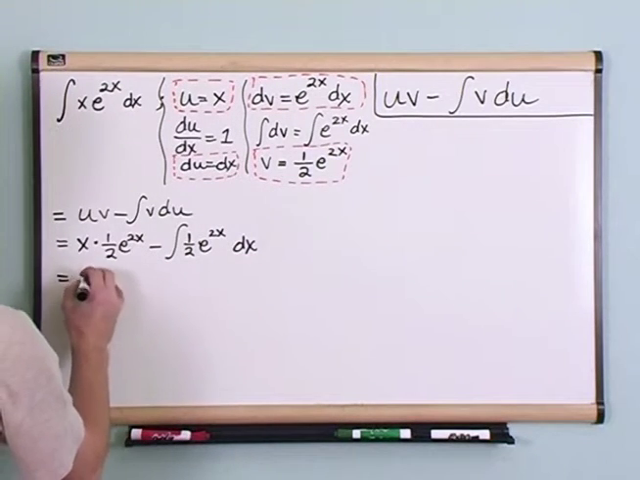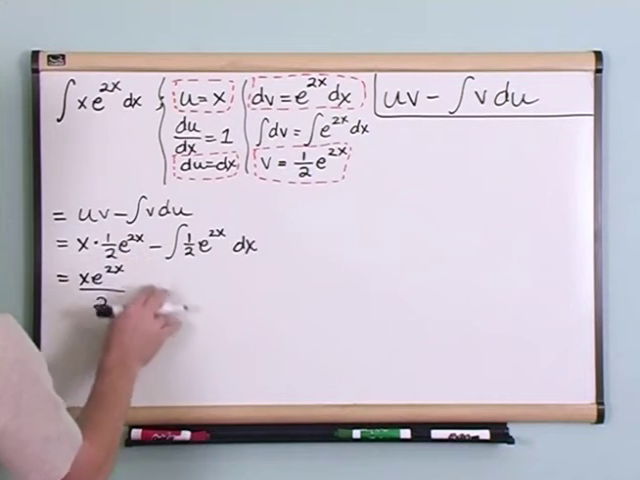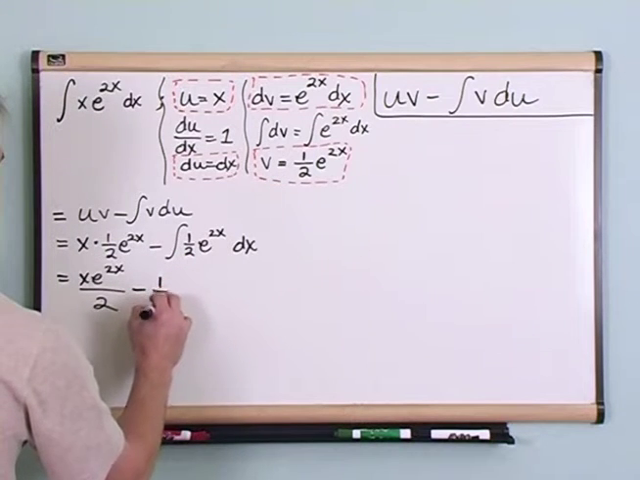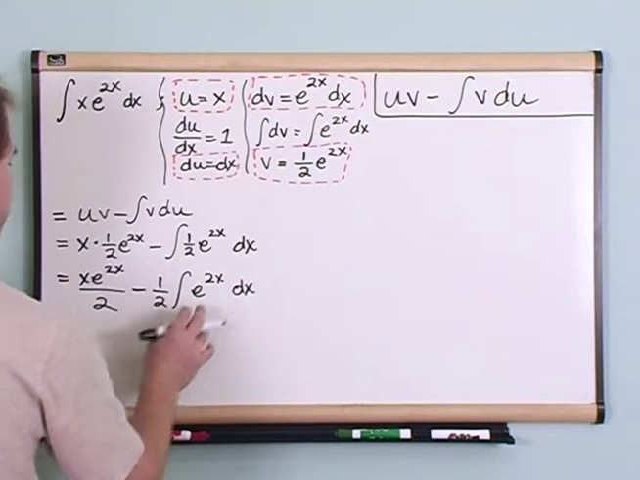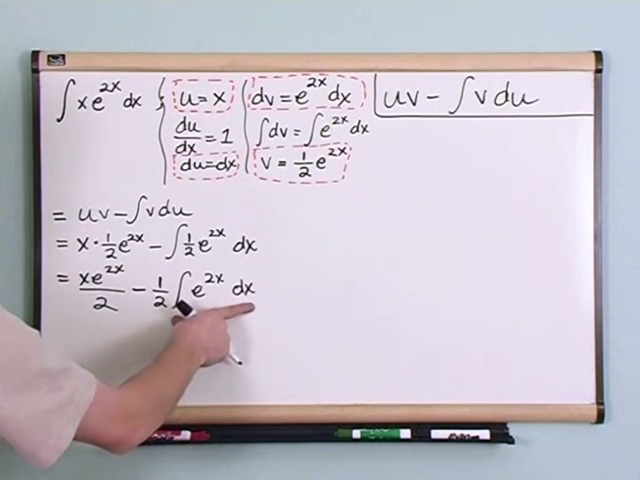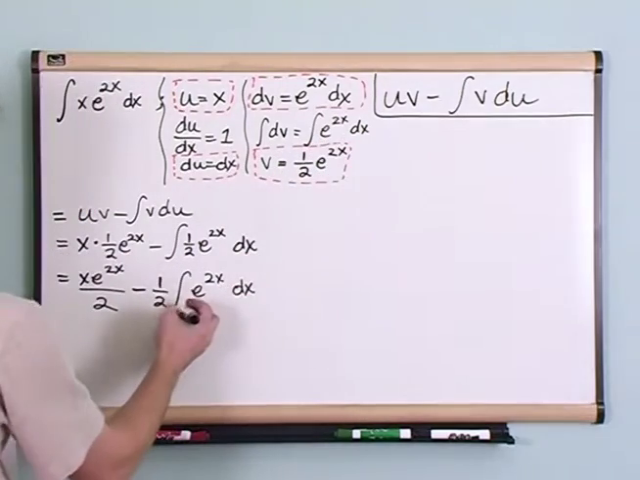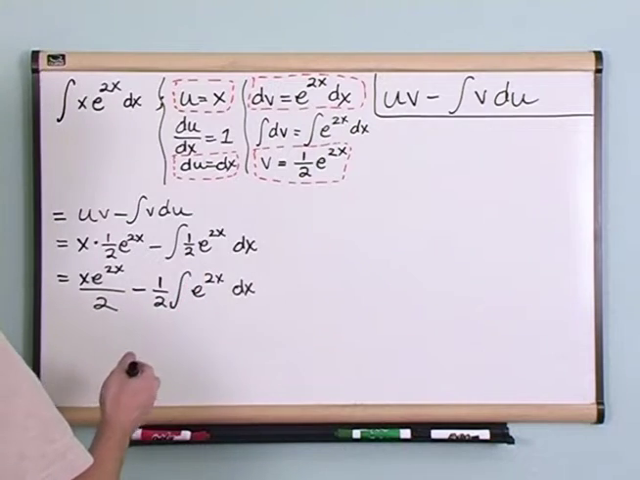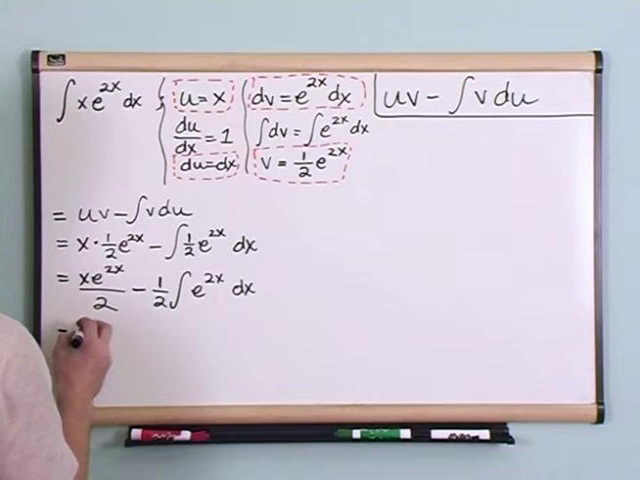What you'll have is x e to the 2x over 2, that's all this is, minus this 1/2, I'm going to pull it out, 1/2 integral e to the 2x dx. Now look, this integral, e to the 2x dx, it's the same integral that you did here. It's the same integral that I told you that you already know how to do because we've done an exact same integral in a previous section of the class. The answer we already wrote down here. So we can finish this problem right now.